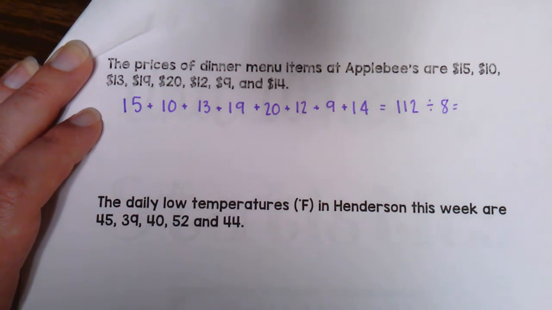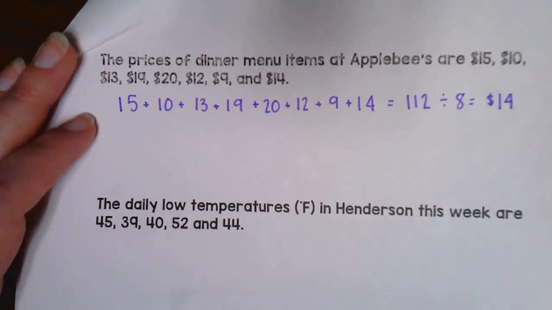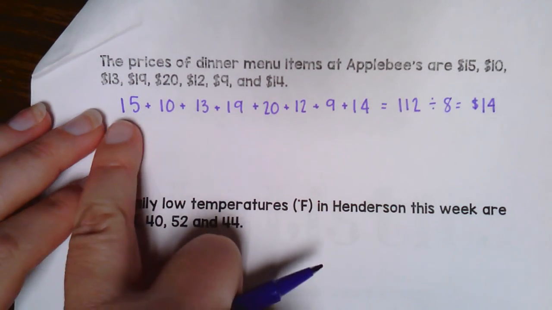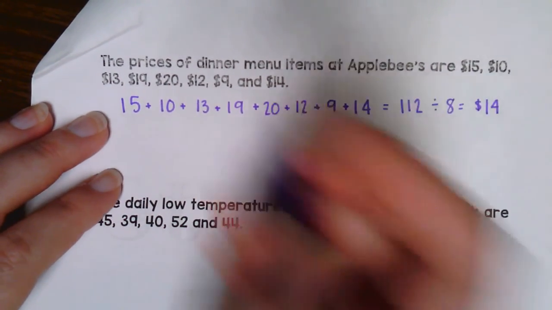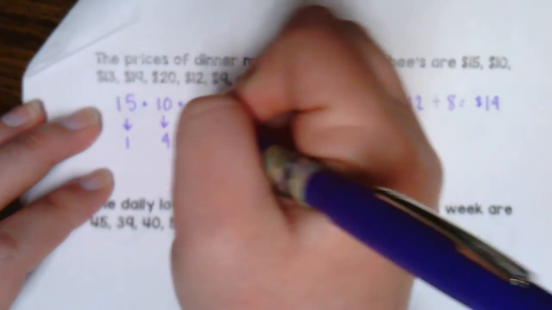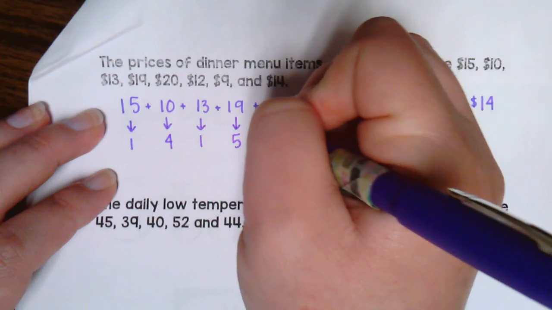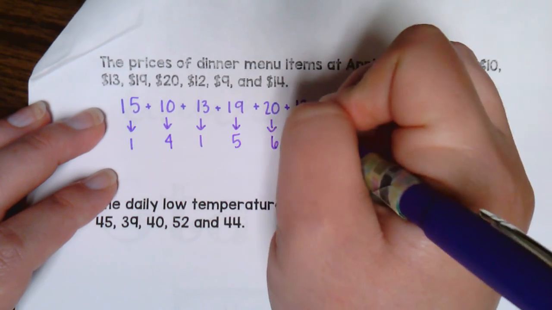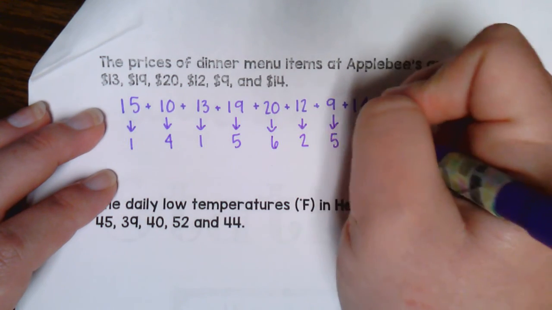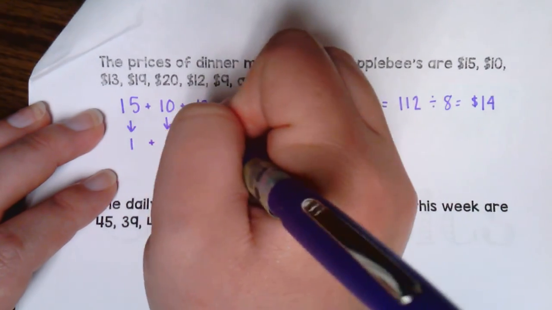That means that on average, it is $14 for you to eat dinner at Applebee's. So then I'm going to figure out the distance between all of these and 14. So that's 1, 4, 1, 5, 6, 2, 5, and 0. So I'm going to find the average of these.